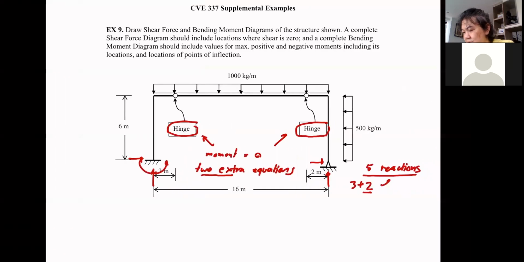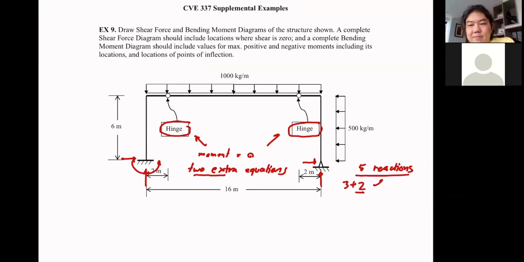In a similar fashion, I am giving this as the exam. Somebody may have made the assumption for you that these 2 locations have moment equal to 0. So you now have 5 reactions, but you also have 3 plus 2 extra equations. That would make this structure a determinate structure. We just have to sit back and try to understand how the structure would work before we can begin to solve it.